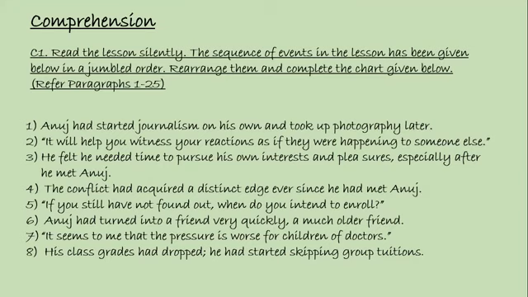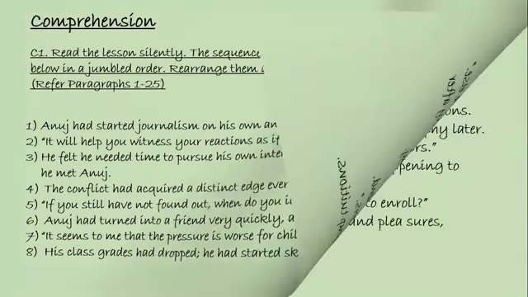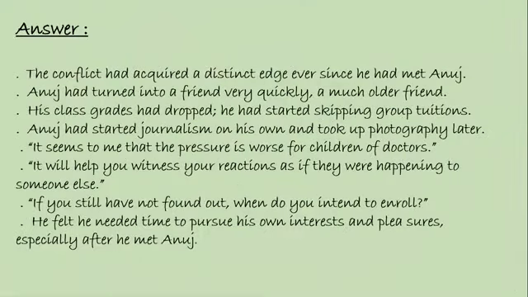Okay, so you have to read this, refer paragraph 1 to 25, and you have to rearrange it in the proper order, in the order of its happening. So let's go to the answer directly. Okay, so here you are having answers. The first sentence which comes here will be: the conflict had acquired a distinct edge ever since he had met Anuj. Then next, Anuj had turned into a friend very quickly, a much older friend.